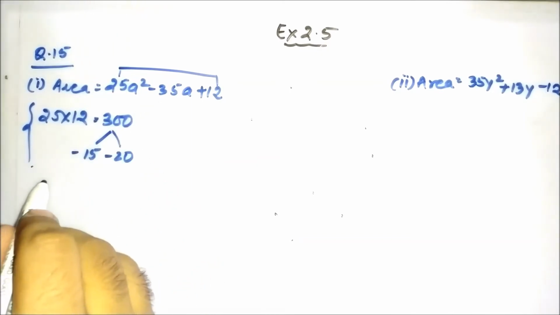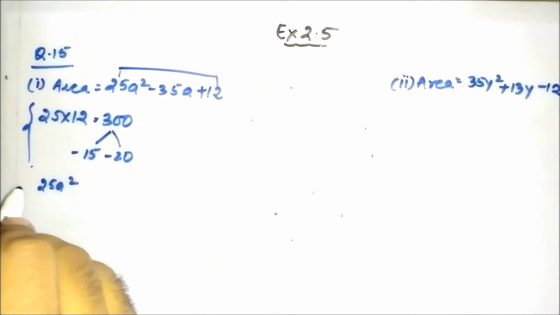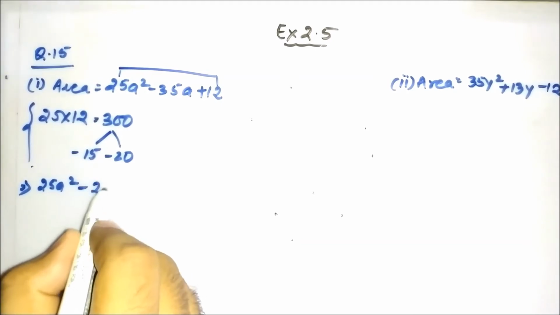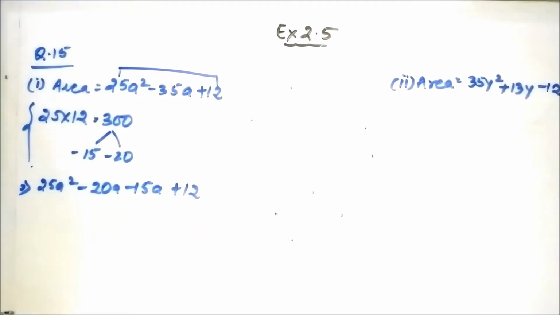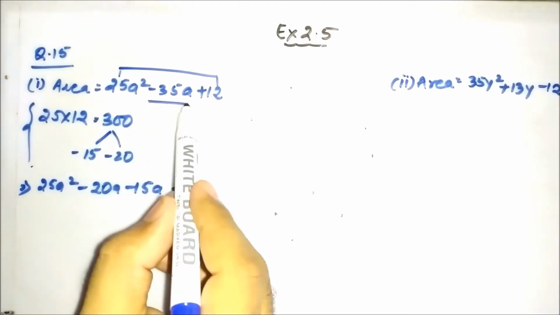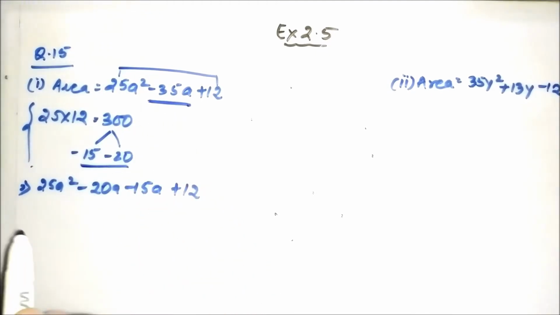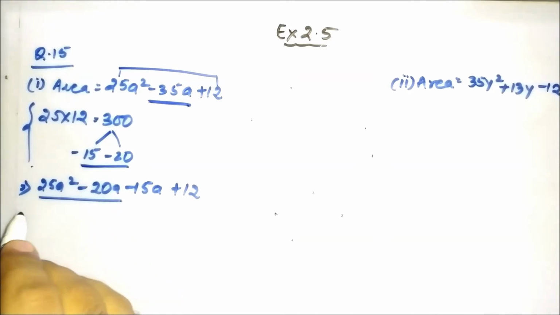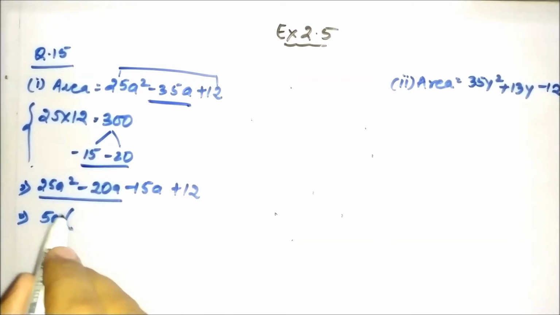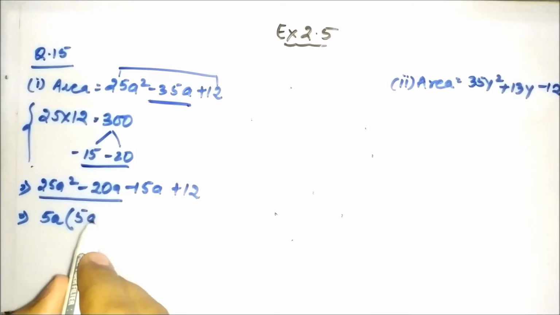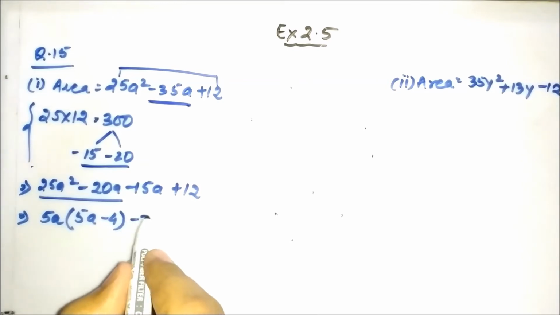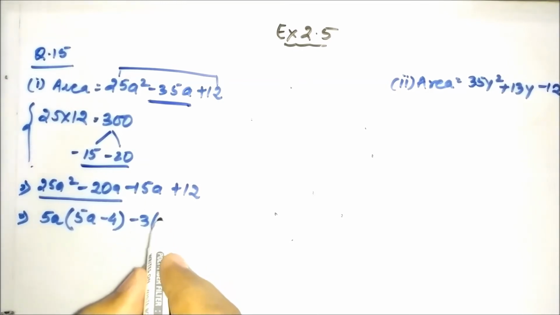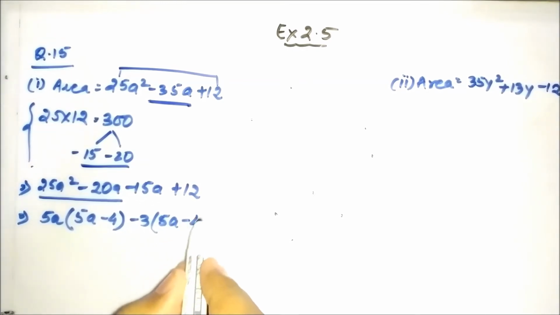Let us just replace that. That is 25a square minus 20a minus 15a plus 12. I just split this middle term into these 2. Now from these 2 we can take 5a as common. Then we can write this as 5a minus 4, and from here we can take minus 3 as common and we can write this as 5a minus 4.